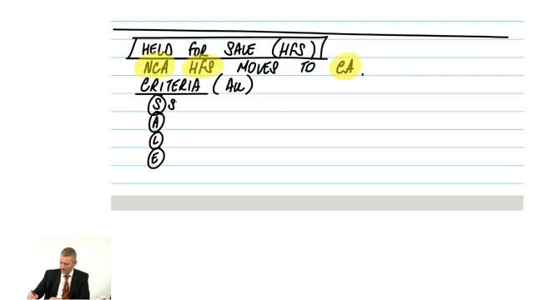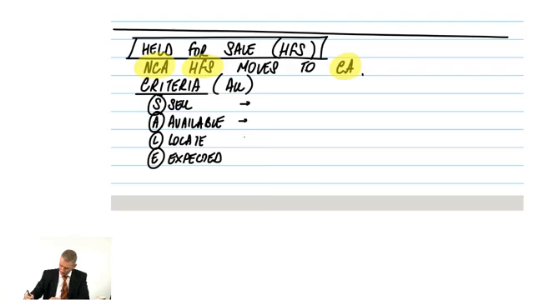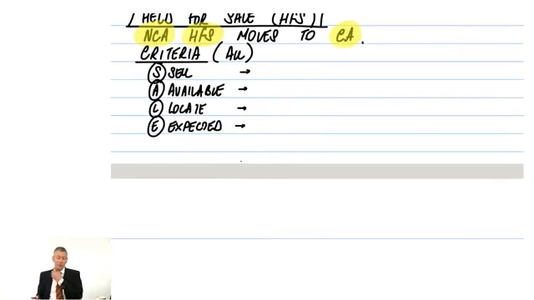S is sell. A is available. L is locate, and E is expected. And each of these has a meaning, and of course I'm going to give you the meaning of that. S, sell, is directors have an intent to sell at the year end. Available is the asset is ready to go at the year end.